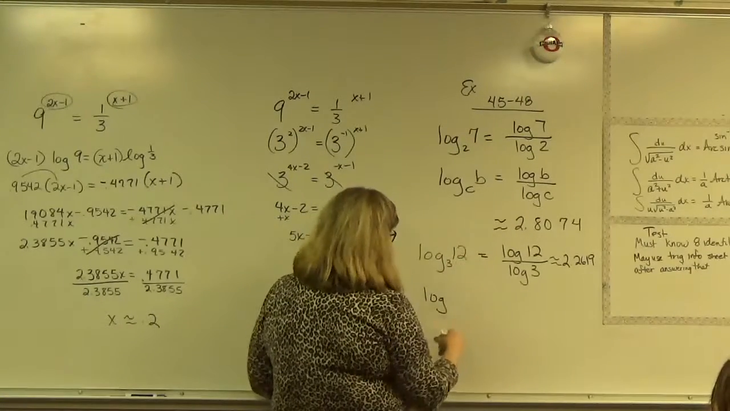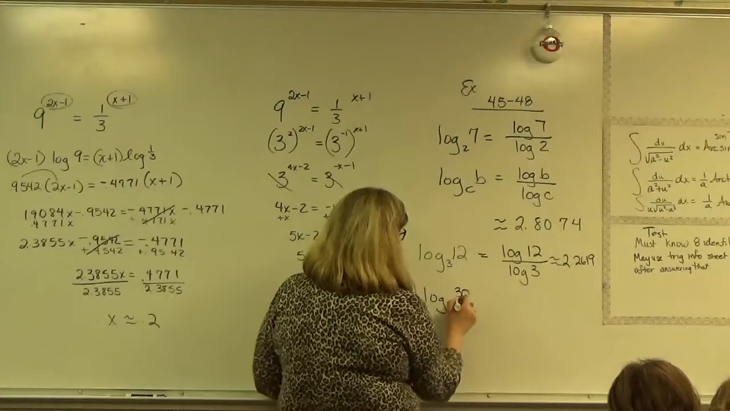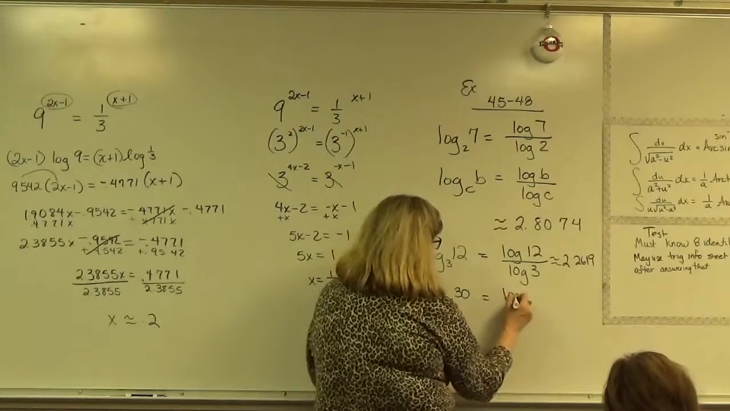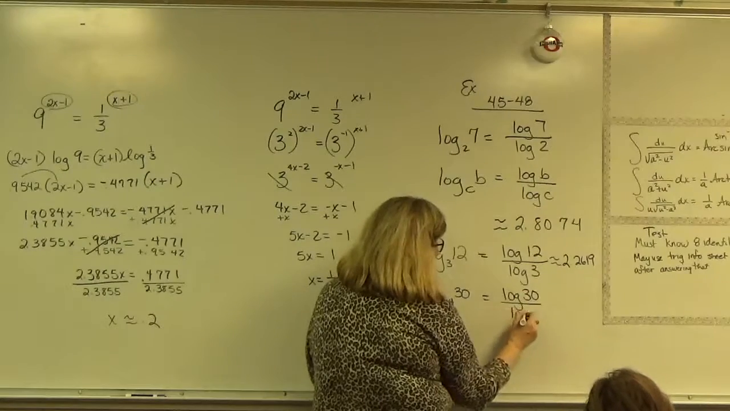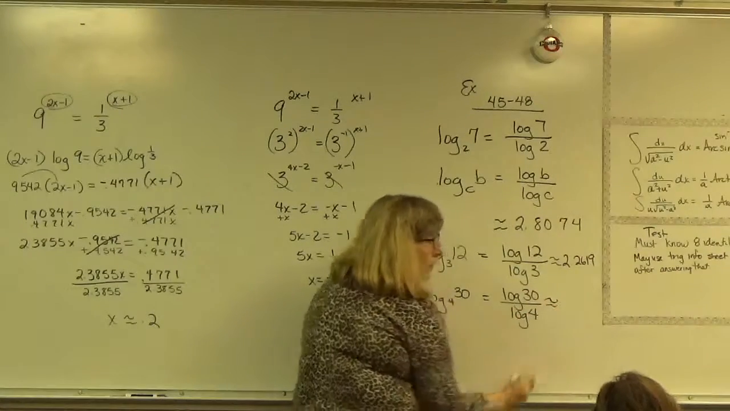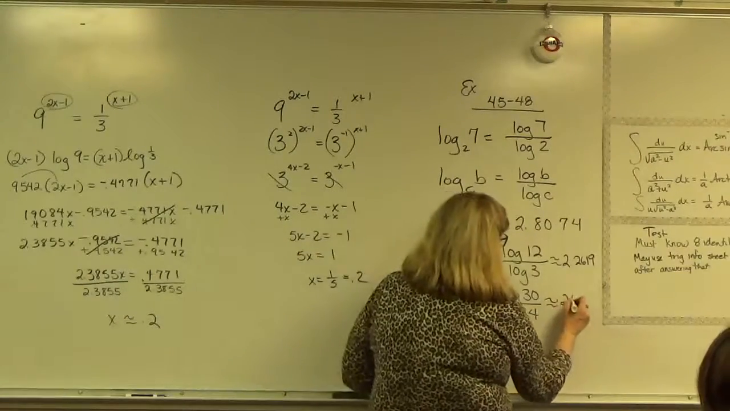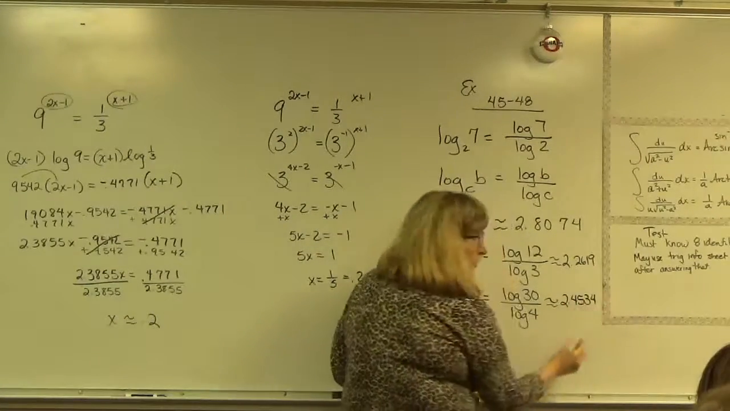Now, here's another one you don't need to write down. What if I want the log of 30 base 4? Log of 30 over log of 4. And then go to your calculator, what is that approximately? 2.4534. Anybody else agree?